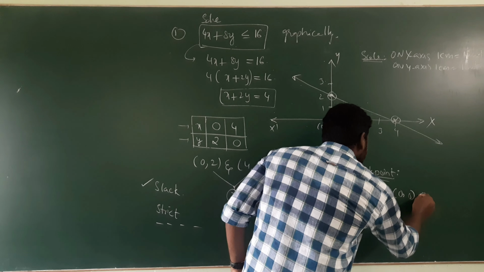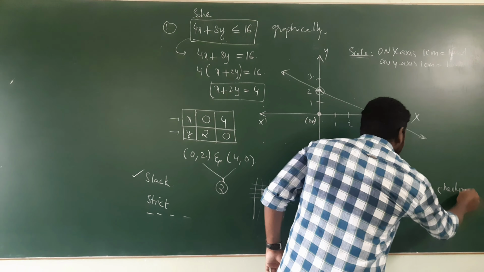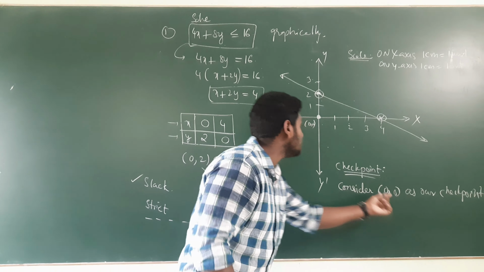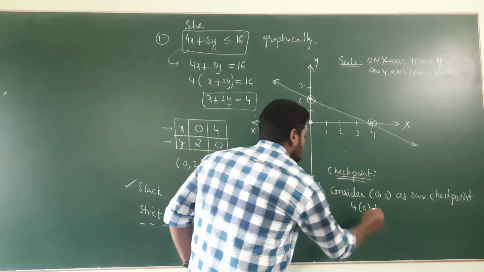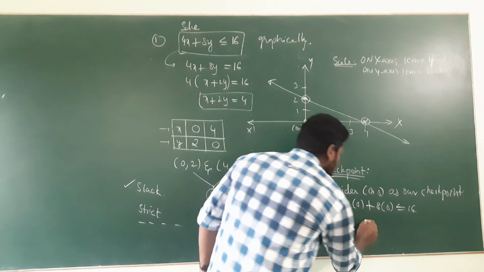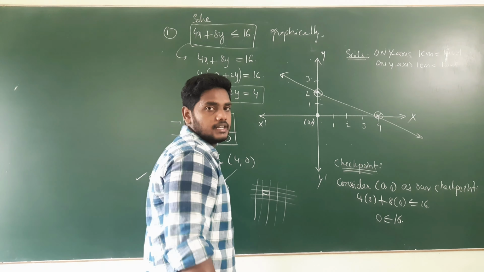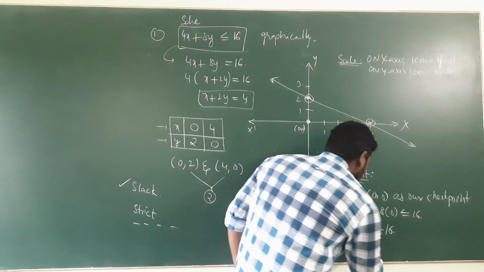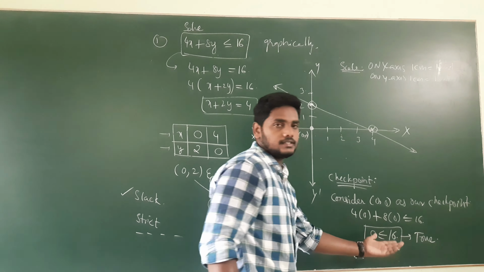Consider 0, 0 as our checkpoint. Now this 0, 0 we need to substitute in the given inequality. So that is 4 into 0 plus 8 into 0 less than or equal to 16. Now we simplify this: 0 less than or equal to 16. Is this true or false? Absolutely this is true. 0 is less than 16.